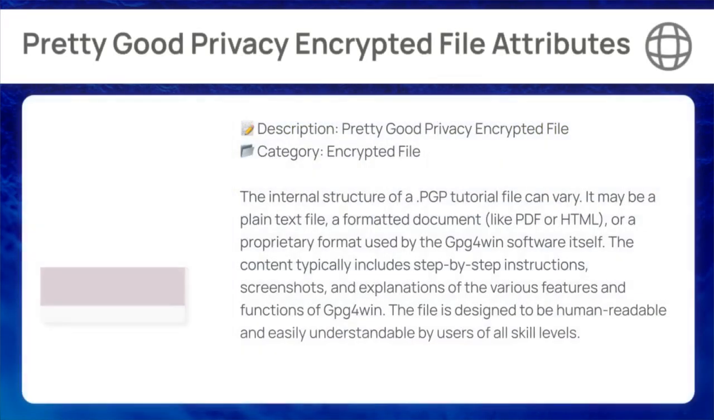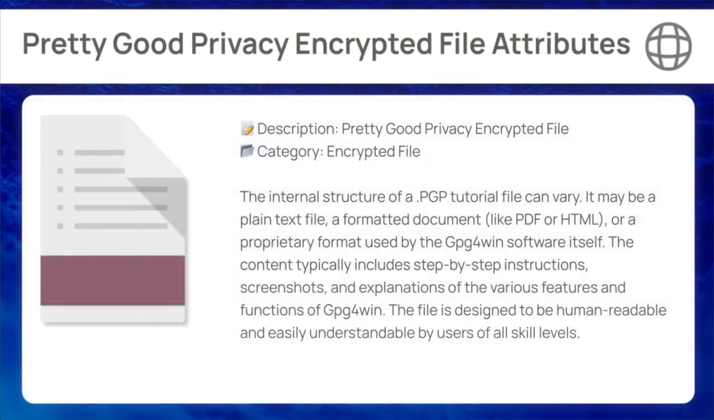The internal structure of a PGP tutorial file can vary. It may be a plain text file, a formatted document like PDF or HTML, or a proprietary format used by the Gpg4win software itself. The content typically includes step-by-step instructions, screenshots, and explanations of the various features and functions of Gpg4win. The file is designed to be human-readable and easily understandable by users of all skill levels.